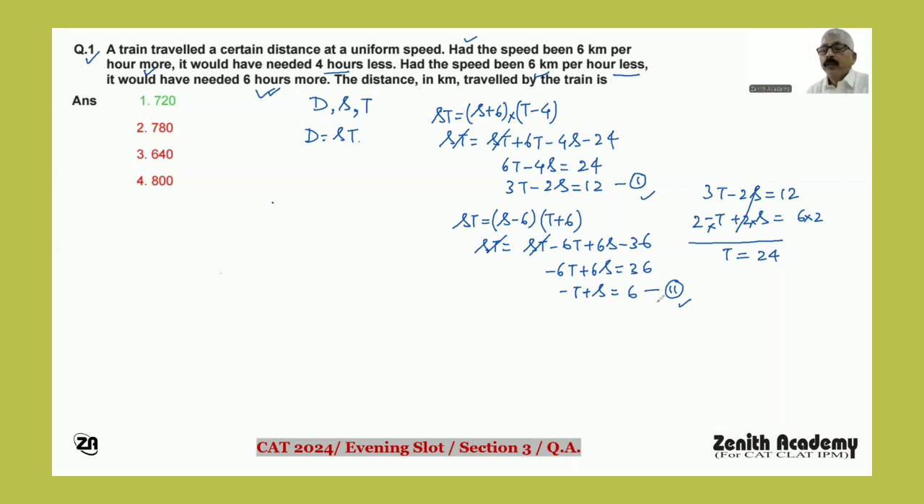Put this value of t either in equation 1 or 2. Like in equation 2, if we substitute the value of t, minus 24 plus s is equal to 6, s is going to be 30. So t is 24, s is 30, and now you have to find the distance. The distance is s times t, 30 times 24. Answer is 720. This is your answer.